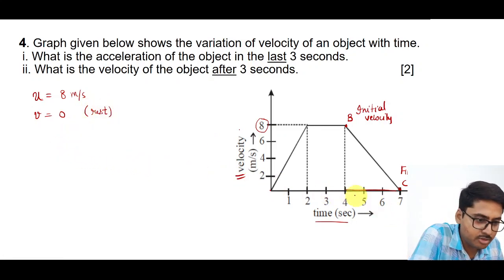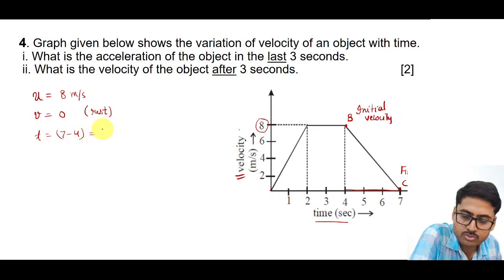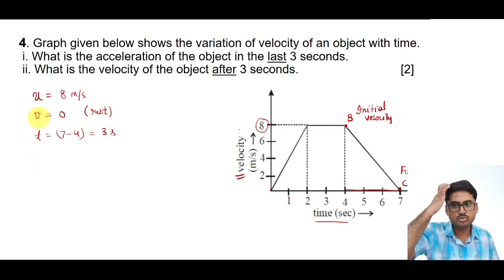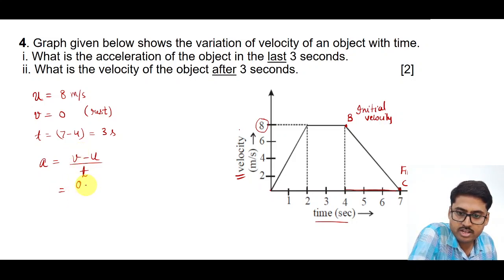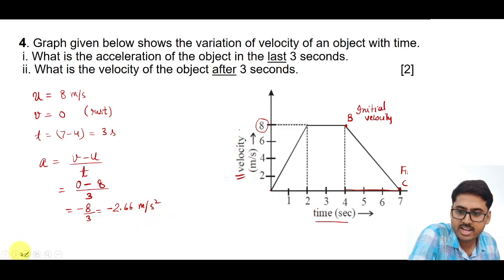And the time is given already. From 4 to 7, so t is equal to 7 minus 4, which is 3 seconds. Since you know u, v and t, you can calculate a. So acceleration a is equal to v minus u divided by t. Final velocity is 0, initial velocity is 8, and time taken is 3 seconds. The answer is minus 8 by 3, and if you divide this, you'll get 2.666 meter per second square.